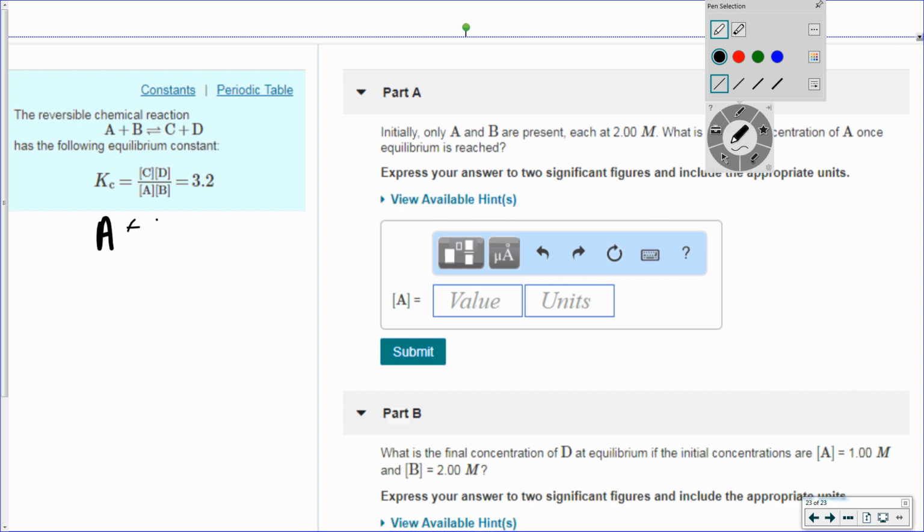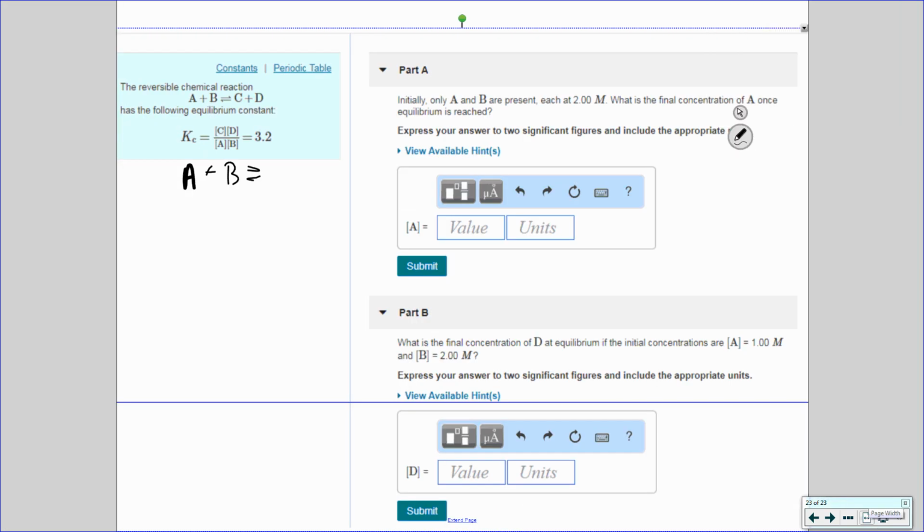Oh, actually, my bad. I did this part A. Okay, part B. Right, so let's see if we can go down to the bottom and get to the rest of it. It says, what is the concentration of D at equilibrium if A is 1 molar, if the initial concentrations of A and B are given? Still going to work the same way.